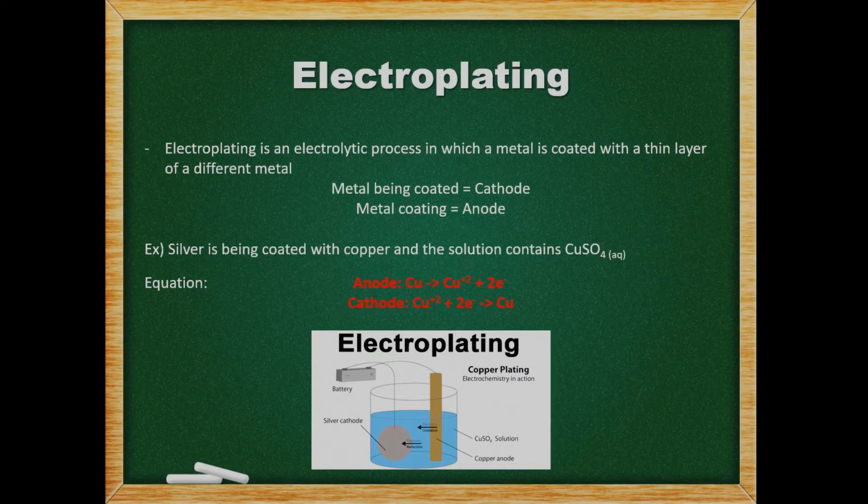The second common application is electroplating. Electroplating is an electrolytic process where a metal is coated with a thin layer of a different metal. For example, silver in this case is being coated with copper in a solution of copper sulfate. In this case, copper is the strongest reducing agent and copper ions are the strongest oxidizing agent. Therefore, this reaction can occur and silver will be coated with copper.